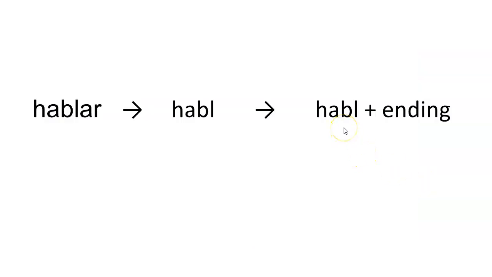So yo is my subject. I just put the ending on, which is the o. So yo hablo, I speak. Okay, so for yo, here it is. It's o. Yo hablo, I speak.